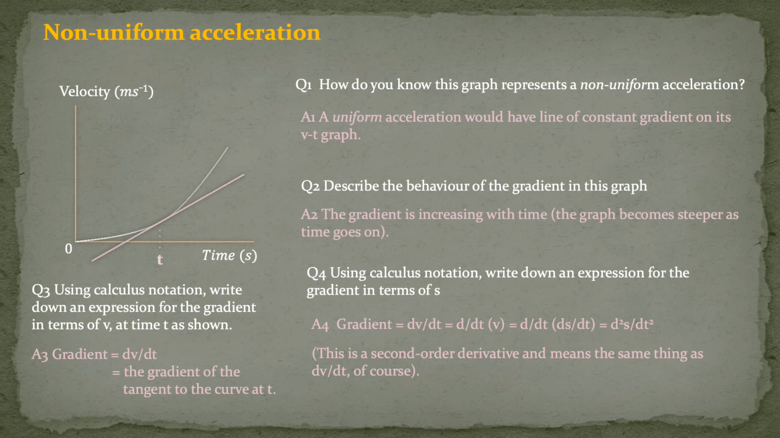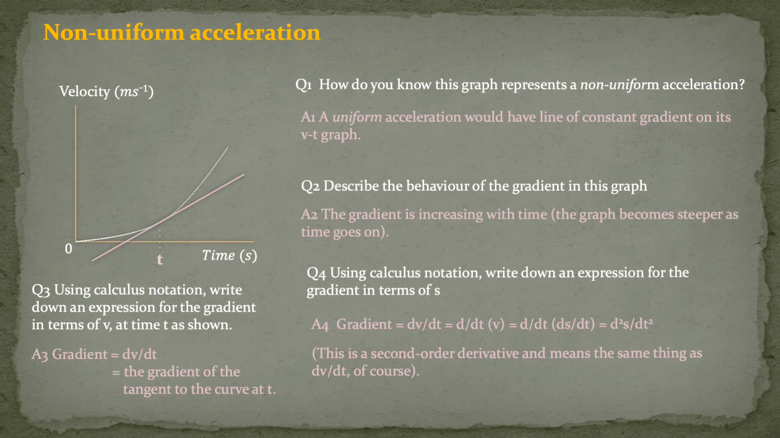That's called a second order derivative, and d2s by dt squared means precisely the same thing as dv by dt. It's just expressing the acceleration in terms of the rate of change of displacement rather than the rate of change of velocity.